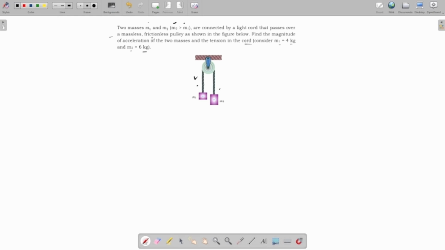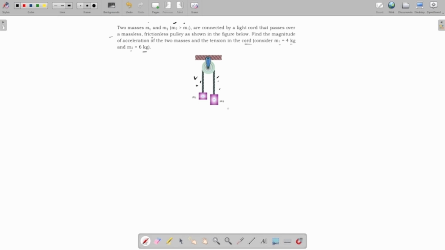And secondly, the tension on both ends would also be the same. So the tension for mass 1 and mass 2, they will all be the same. Okay, now you don't have to start looking for separate tensions. No, the tension for mass 1 and the tension for mass 2 are all going to be the same at all times. Now, the third thing you need to know is that you have to consider the direction of motion.